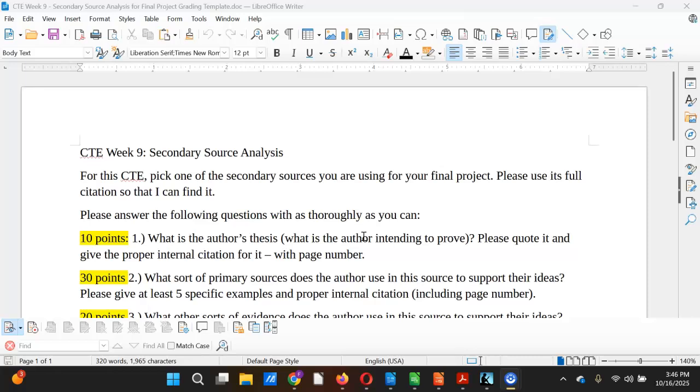The thesis can be difficult to figure out. In fact, I often find that I have to read something two or three times to figure out exactly what the author is looking to prove, because that's what you're looking for. Some things, particularly book chapters, can be very long, and it's only towards the end that you begin to see what the thesis is, what they're trying to prove.